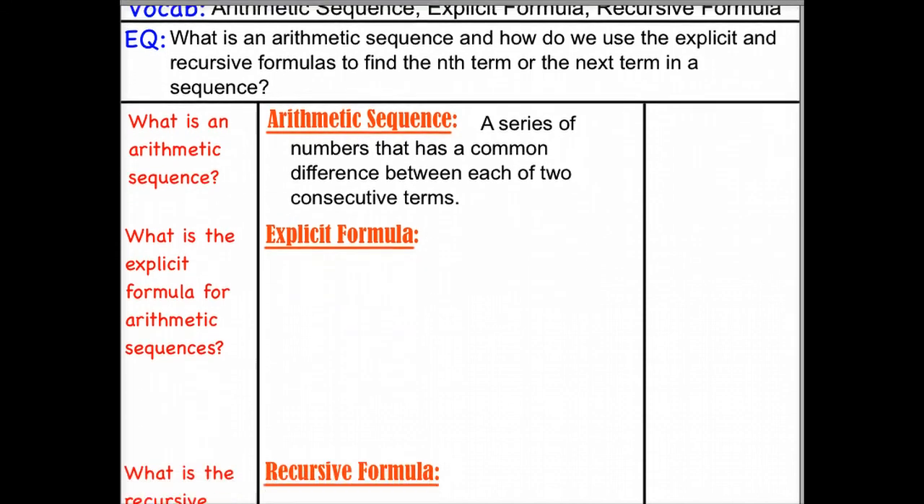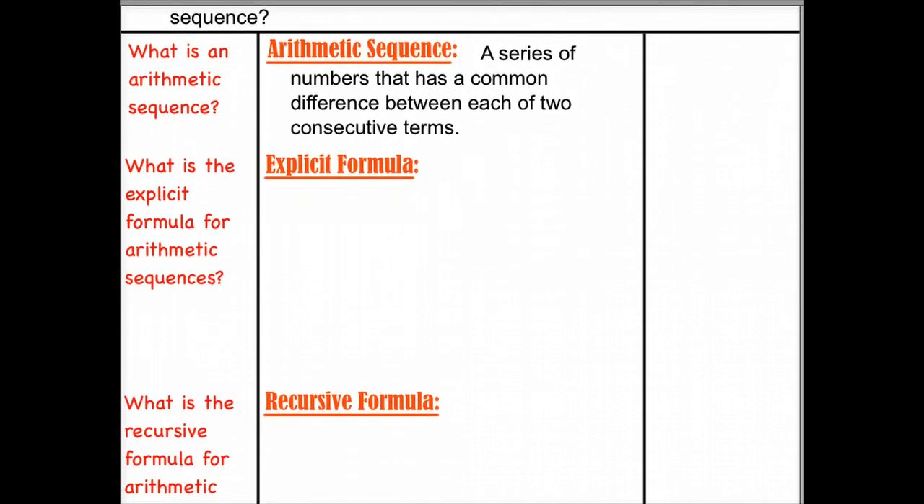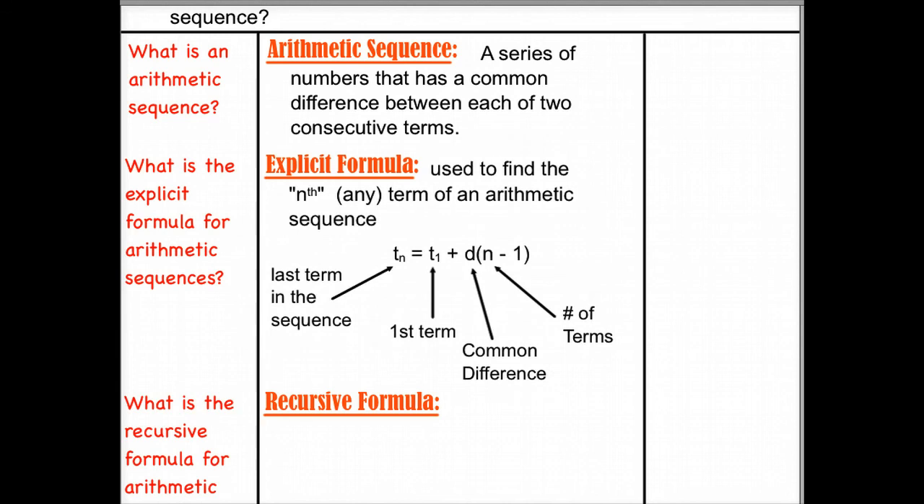Now, when we talk about an arithmetic sequence, we can use an explicit formula or a recursive formula. The explicit formula is used to find the nth, or basically any, term of an arithmetic sequence. This is t sub n equals t sub 1 plus d times the quantity n minus 1, where t sub n is the last term in the sequence, t sub 1 is the first term, d is your common difference, and n is your number of terms, so you'd use n minus 1 in the function.